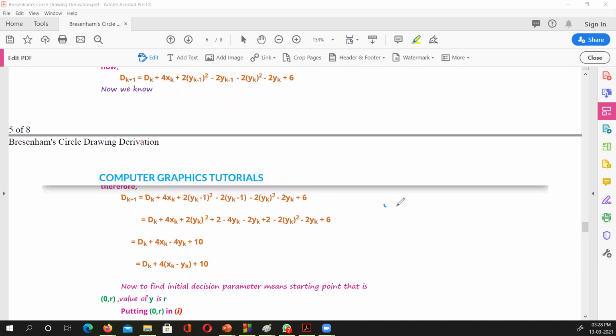ये देखें कि मुझे पता है कि y of k minus 1 की जगह लिख सकता हूं मैं y of k minus 1. So that is what I am doing. I am using y of k minus 1. जहां पे y of k minus 1 है, I am putting it as y of k minus 1. Now I solve it again. It's a square minus b square, okay, and it comes like this.